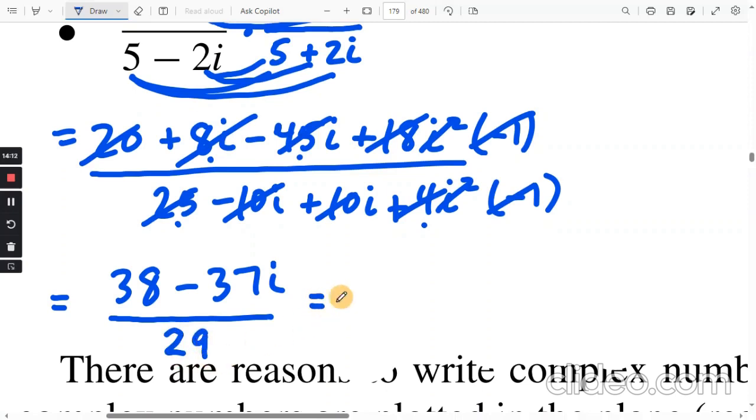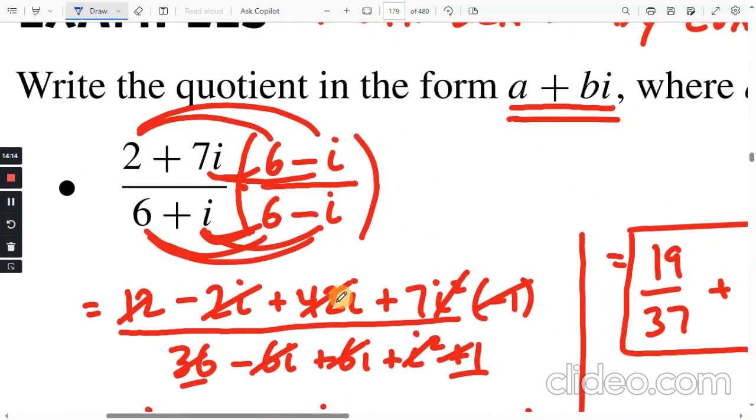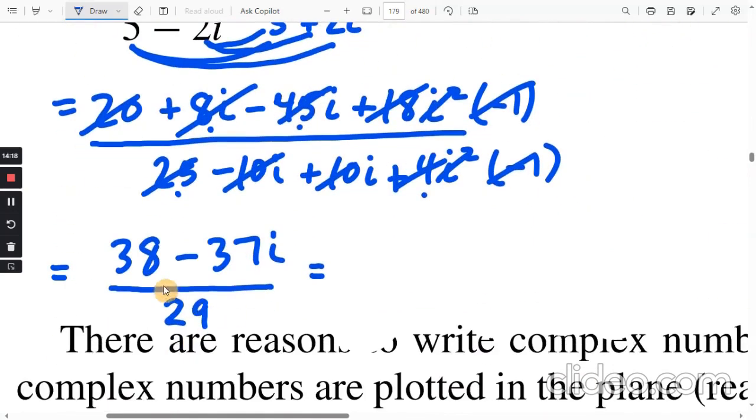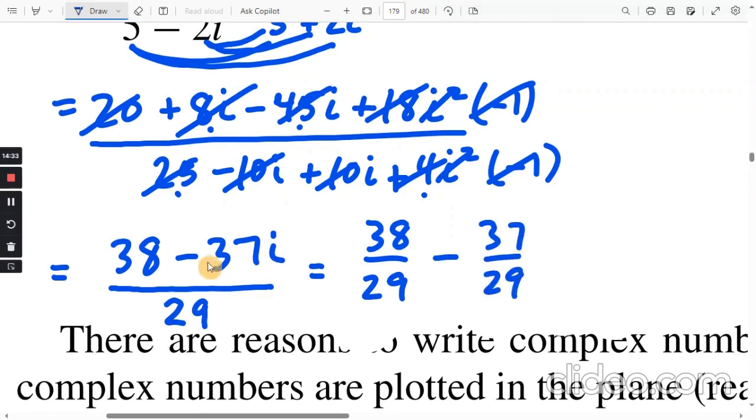Remember we want it in the form of a plus bi. So we need that one extra step. Common denominator, 38 over 29, and negative 37 over 29. And of course, that last fraction is times i.